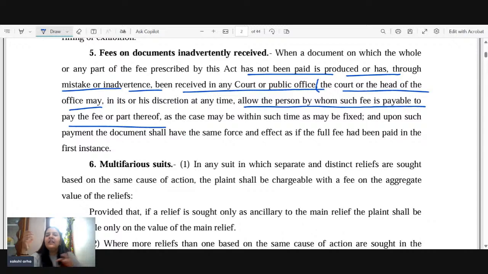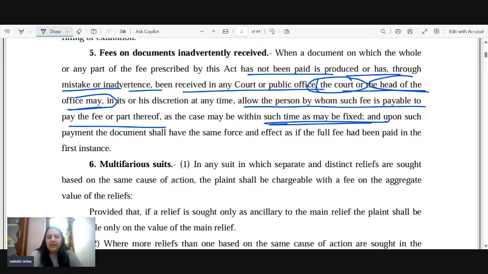In that case, at the later stage, the head of the court. Okay, see the court. These are the two persons. Okay, the court or head of the office. Okay, these two persons can later on tell the person, allow the person to pay the fee. Jitna bhi remaining hai, you just pay it within the time that is fixed by the person. Okay, and if the person has paid the fee within that time, then it will have the same effect as if it is paid at the first instance.